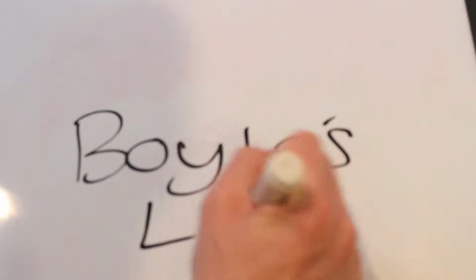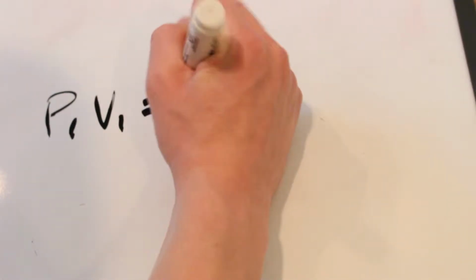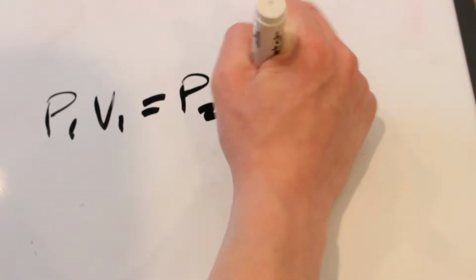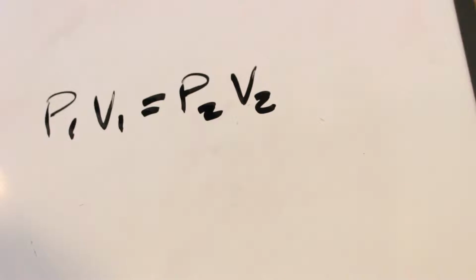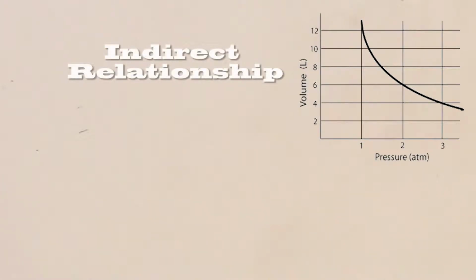Today we will be learning about Boyle's Law. Boyle's Law can be described as P1 V1 equals P2 V2, meaning that pressure 1 times volume 1 equals pressure 2 times volume 2. Boyle's Law is known to have an indirect relationship.